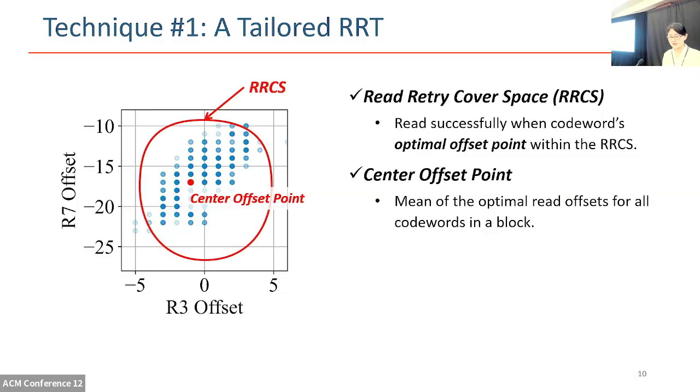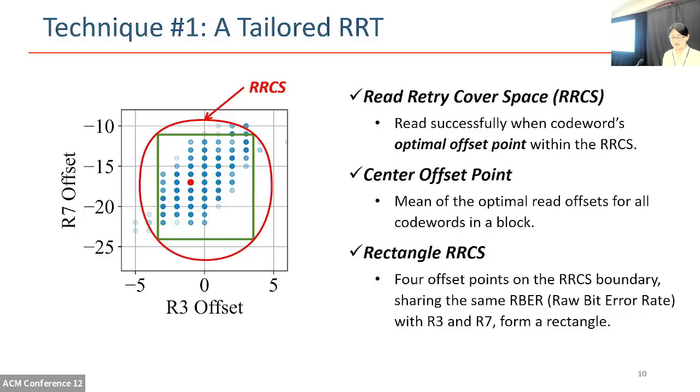This can be formulated as a correctable read-retry cover space. For a page with an optimal offset point within the circle, a successful retry can be achieved by using the center offset point. And the center offset point is set to the mean of the optimal offsets for all pages in a block, as shown by the red dot.